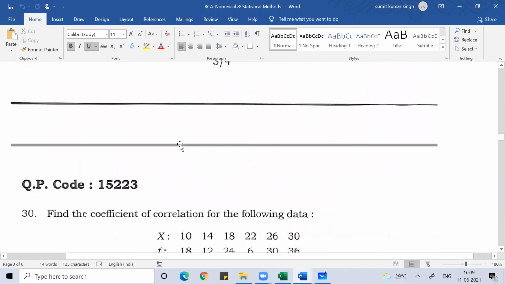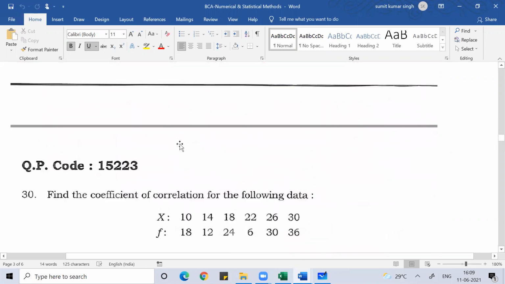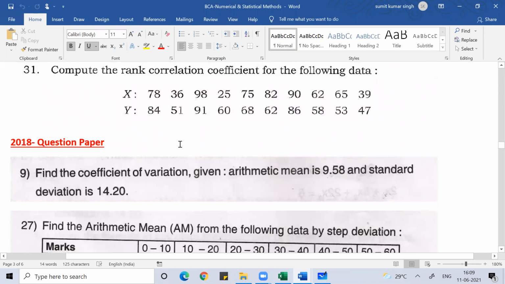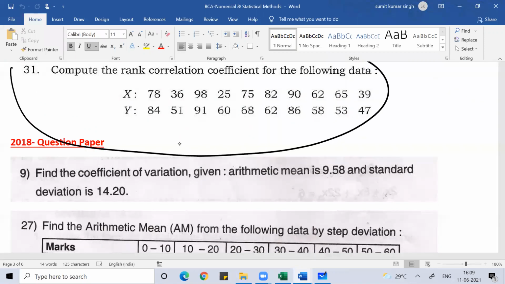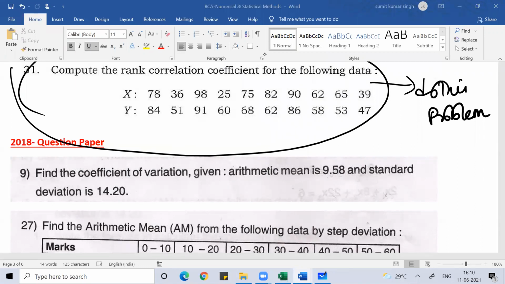See this question. Do this problem, guys. Question number 31. Everyone do this problem. Can you do this problem? Guys, can you do this problem? Yes or no? Okay, everyone do this problem.